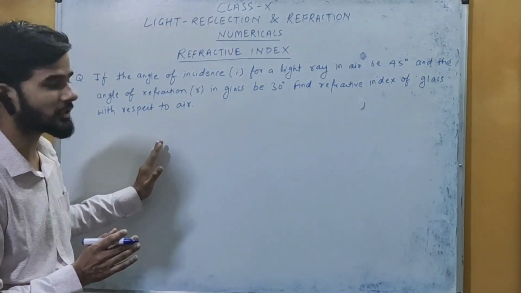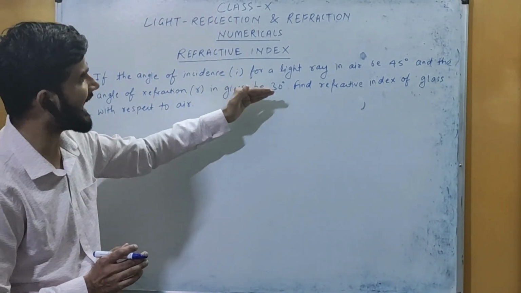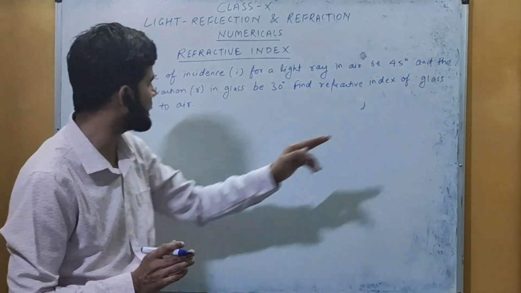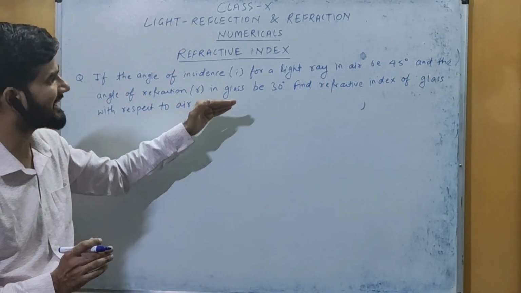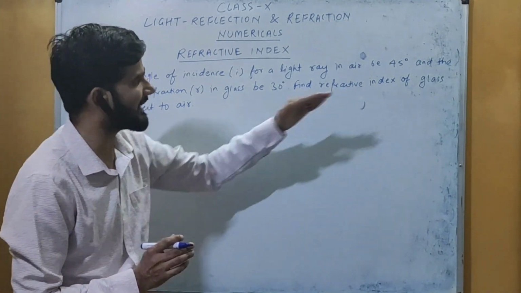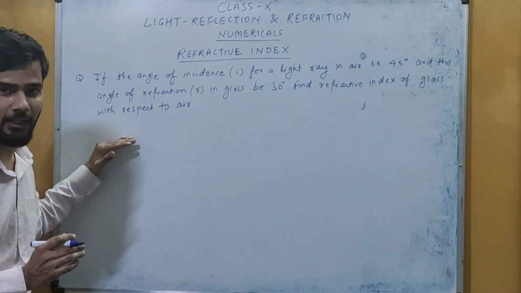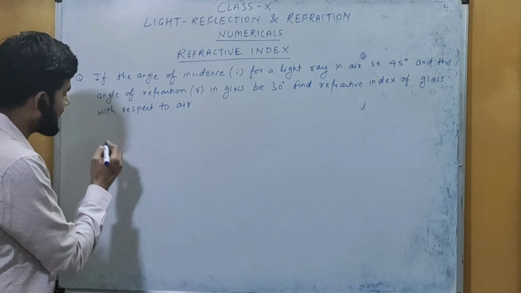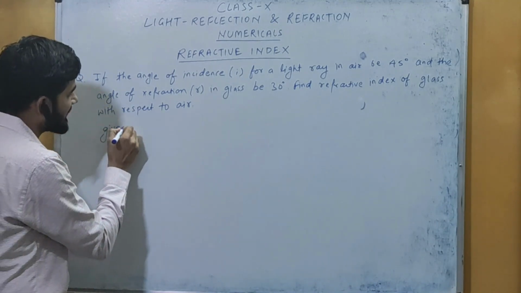So the first question is, if the angle of incidence I for a light ray in air be 45 degree and the angle of refraction R in glass be 30 degree, find refractive index of glass with respect to air. Okay, so what is given here? First of all, we will write the given data.